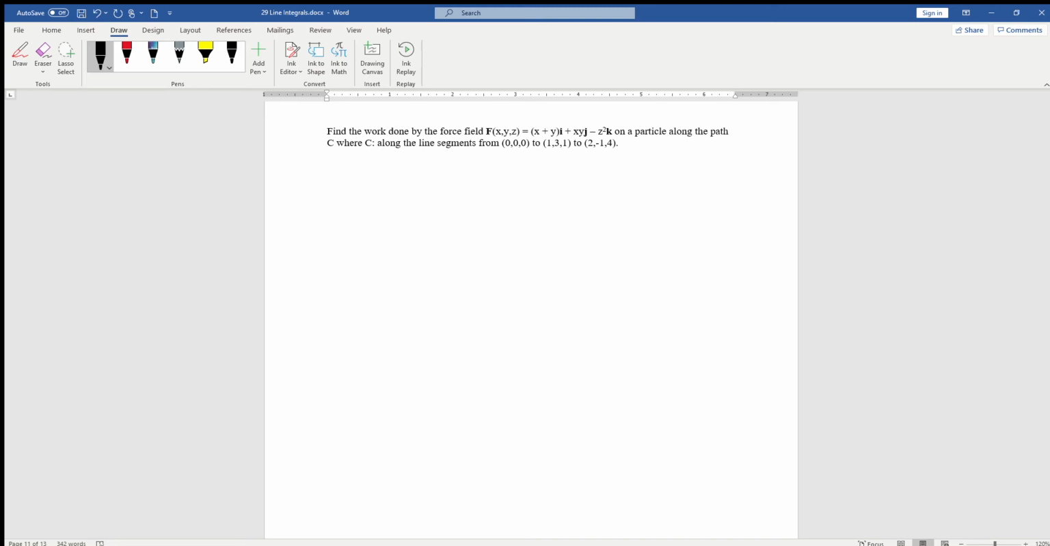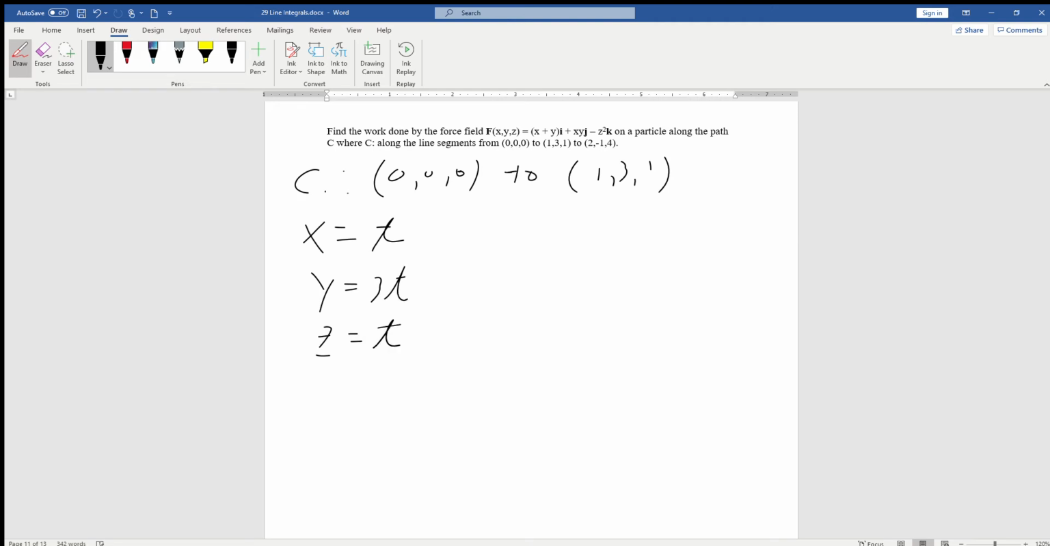So let's define this in 2 different parts. Let's define C1 to be the path (0, 0, 0) to (1, 3, 1). Now they're line segments, so the good news is when we go to evaluate this, it's going to be pretty easy to find x, y, and z. So x from 0 to 1 is going to be t, y is going to be 3t, and then z is going to be t.